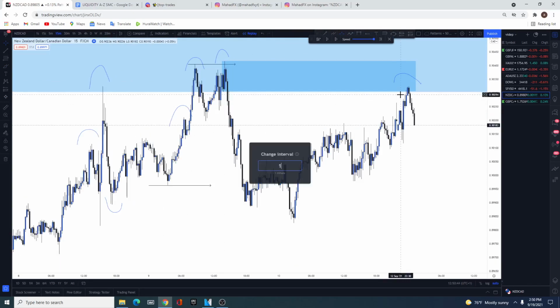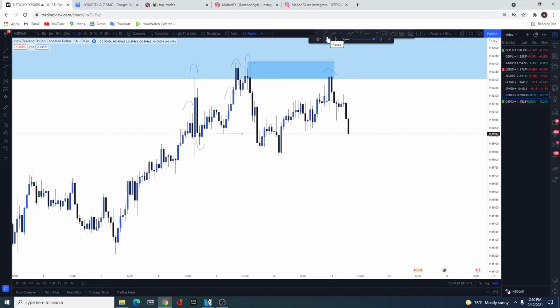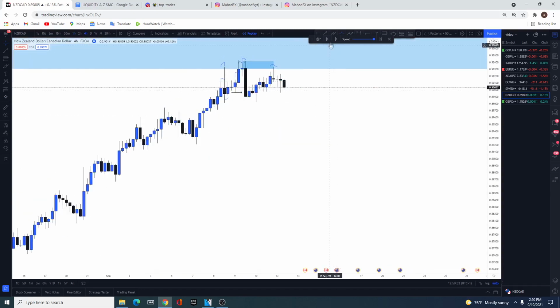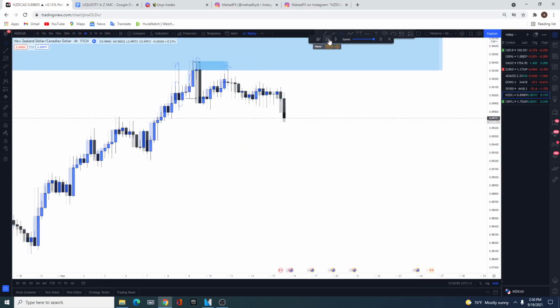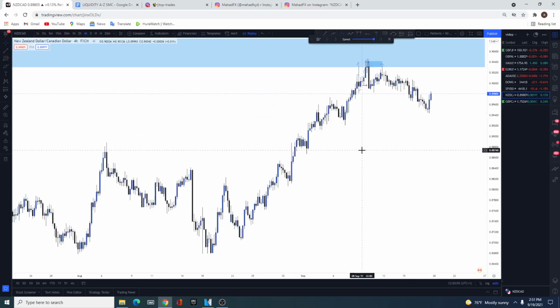If you'd like to take a look at what the results of the actual entry were, I'm not going to play it out fully just because it did take some time. In fact, I'm going to go to the 4 hour, not even the 1 hour, because this did end up running for a while. But as you can see, the market just ended up dropping all the way, right?